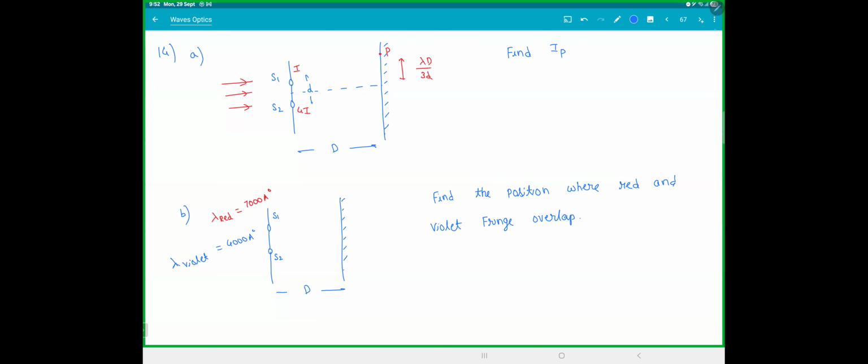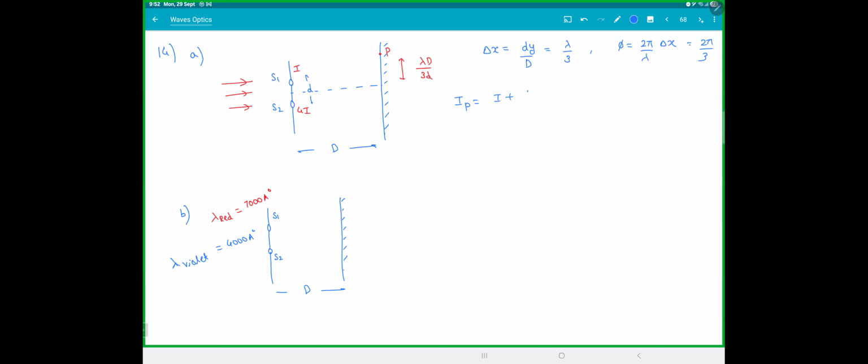Let's see. The first one is easy. First thing, the path difference delta x is d y by capital D, which is lambda by 3. Phase angle is 2 pi by lambda delta x, which is 2 pi by 3. Therefore, intensity at point P will be I1 plus I2 plus 2 root I1 I2 cos phi. This will be 3I. Easy. Direct formula substitution. This is the type of mains questions you get.